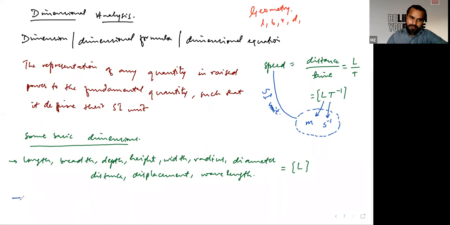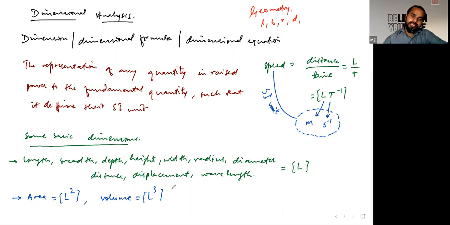Okay, the next is area. For the calculation of the area of any geometrical figure, we multiply two different lengths, so the dimension would be L square. Similarly, for the calculation of volume, we need three dimensions of length, that means length, breadth, and height. So it will become L cube.